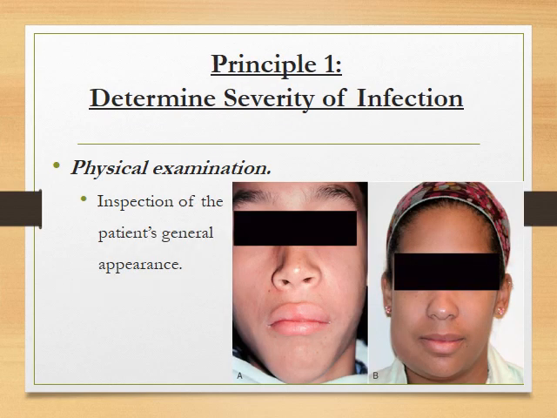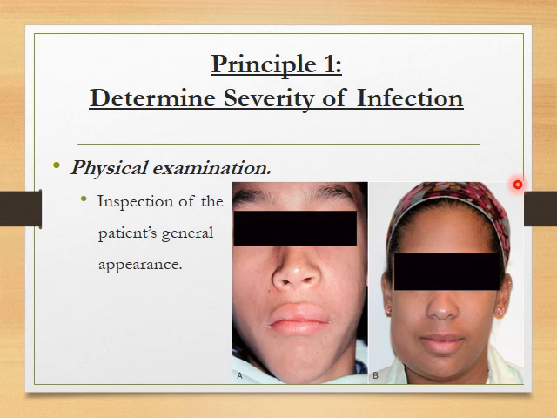The first part of the physical examination is inspection of the patient's general appearance. A patient who has more than a minor localized infection has the appearance of fatigue, feverishness, malaise. We call it a toxic appearance. The patient comes to you looking tired. This indicates that I have a severe infection.